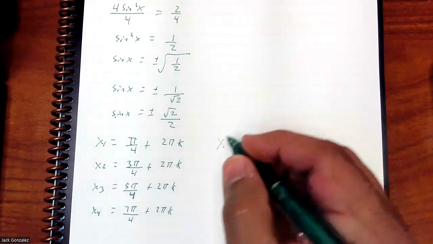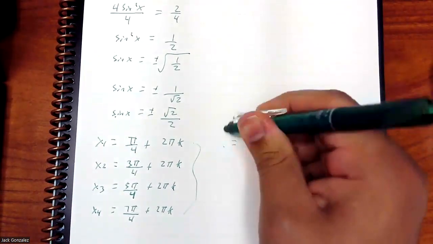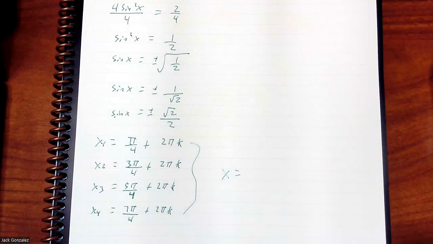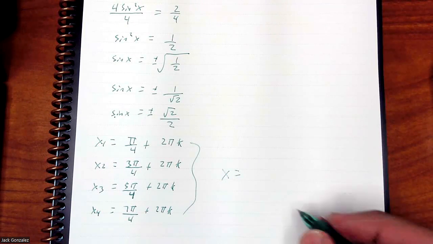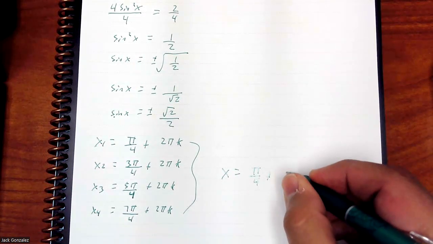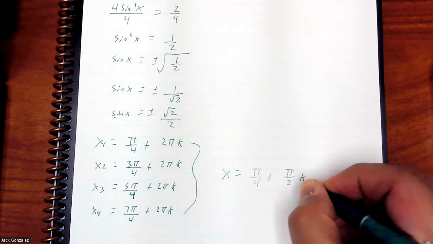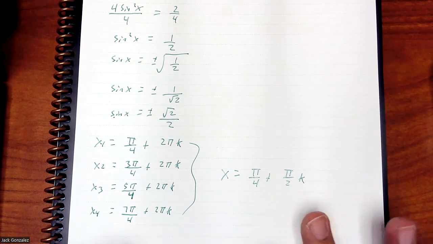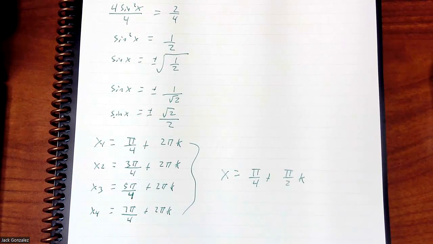So you could say, you know what? One big solution. So all this is the same as x equal to pi over 4 plus pi over 2 k, right? That would hit all of them forever. So I'll accept either one, doesn't matter. But you can see how you can condense it, right? Is that obvious? Or think about it.